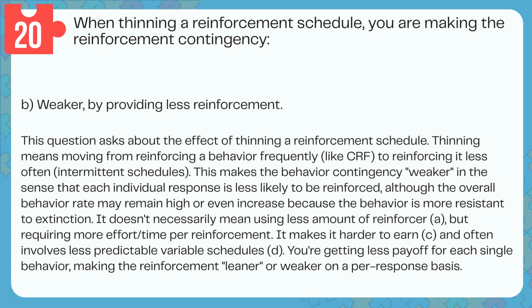It doesn't necessarily mean using a smaller amount of reinforcer, A, but requiring more effort or time per reinforcement. It makes it harder to earn, C, and often involves less predictable variable schedules, D.